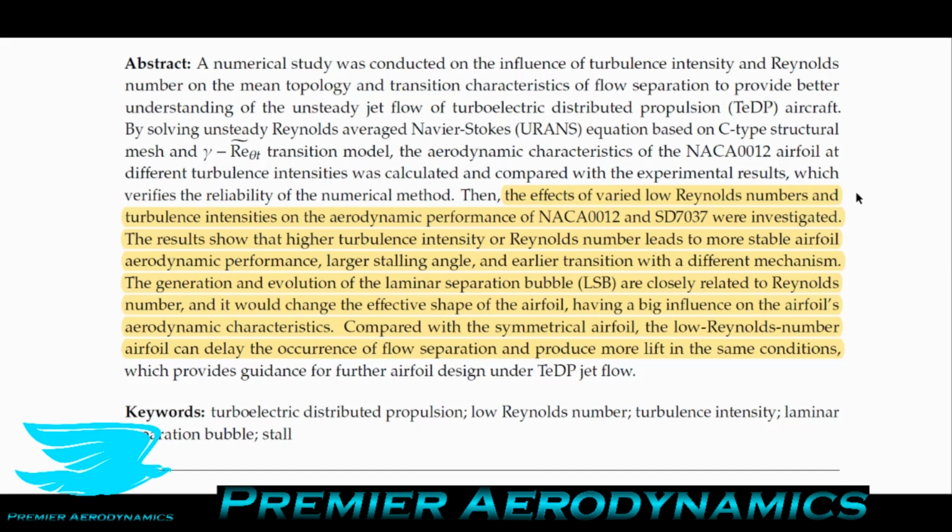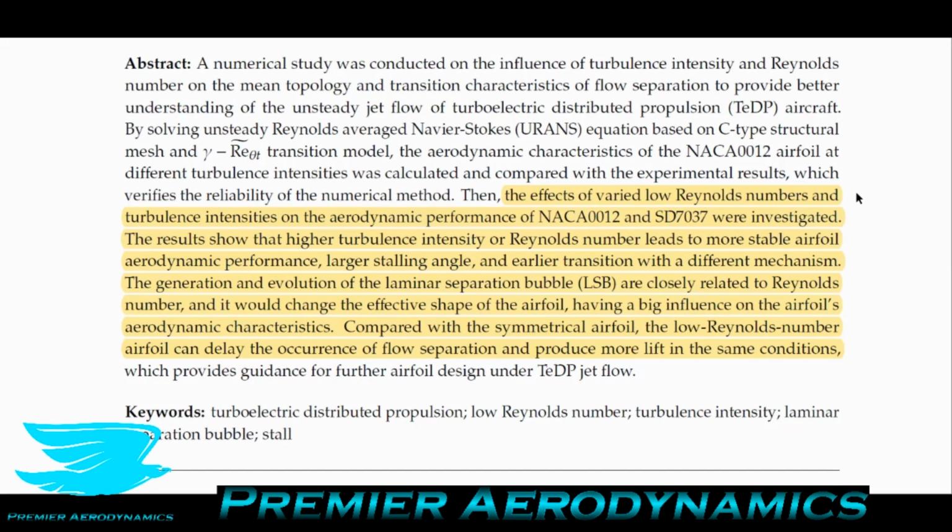They go on in the abstract and say the results show that higher turbulence intensities or Reynolds numbers lead to more stable airfoil aerodynamic performance, larger stall angles, and earlier transitions with a different mechanism. So this is all very important, and we'll cover it. The different mechanism, what they mean is the mechanism to turbulence. So the boundary layer transitions differently, and we'll get into that.